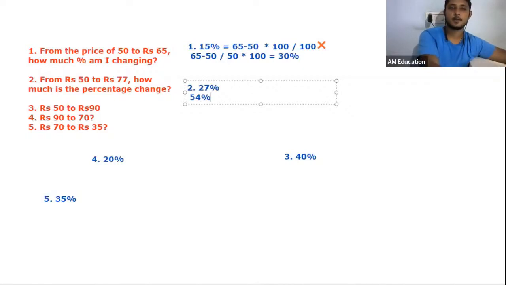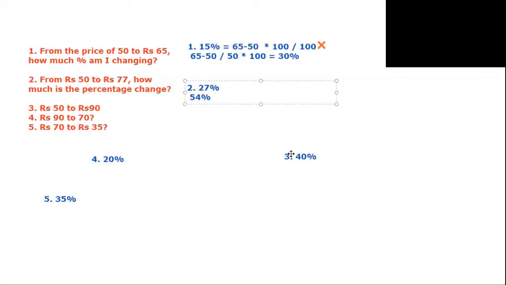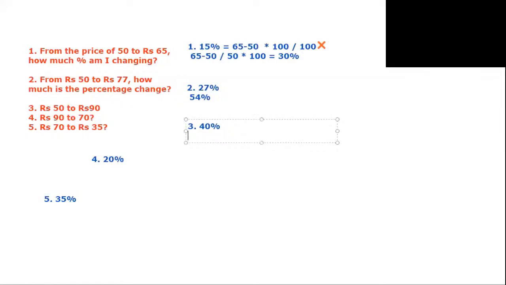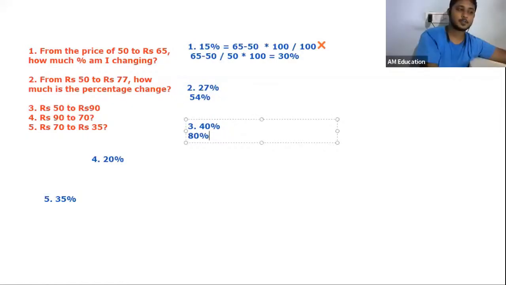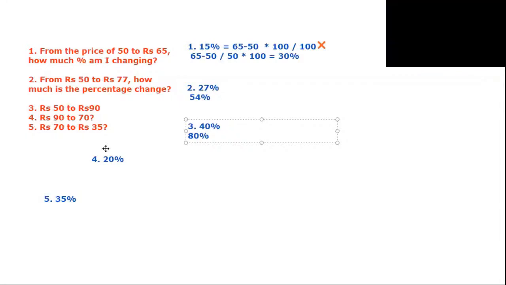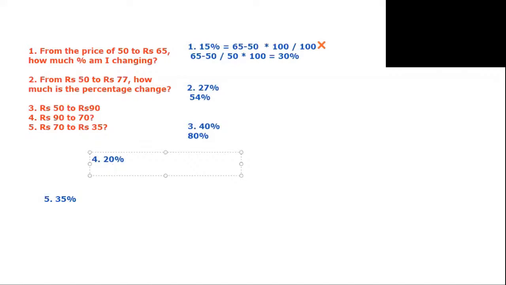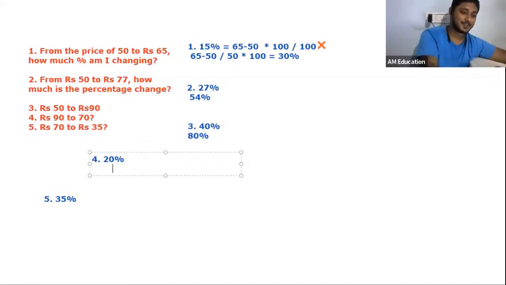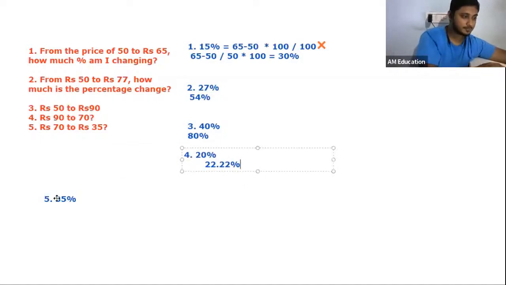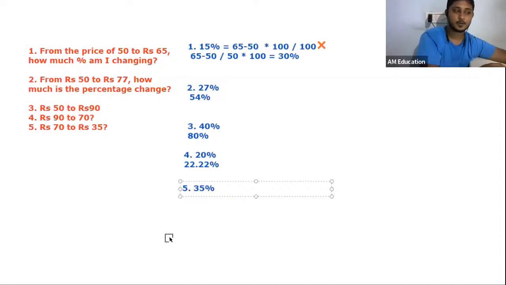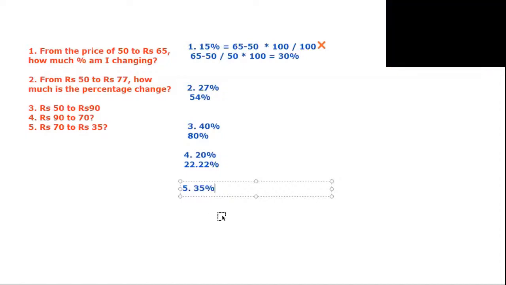Everyone agree with the second one? Yes, sir. Cool. And third one is 80%. Everyone with the third, 80%? All of you cool with 80%? Yes, sir. Fourth one? 22.22. 22.22, is it? Yeah, sir. Cool. And this one? 50%.